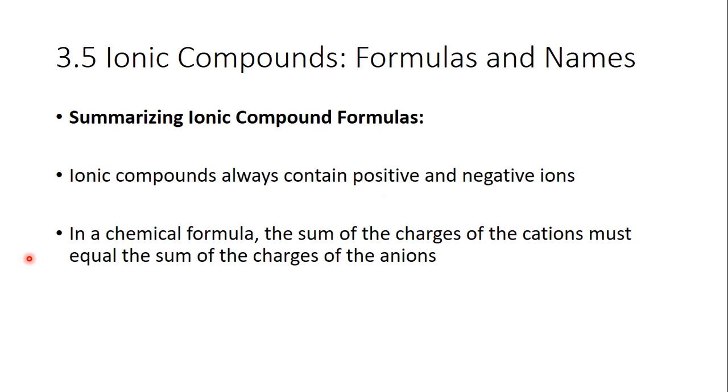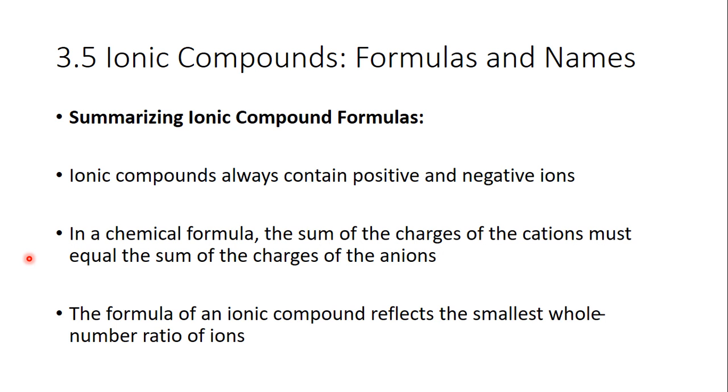The chemical formula of an ionic compound must be neutral. That is, the positive charge of the cation must equal the negative charge of the anion to make a compound that is overall neutral. And the formula unit of an ionic compound is the smallest number of atoms that will give you a neutral compound. So sodium chloride, the formula unit is 1 Na and 1 Cl.